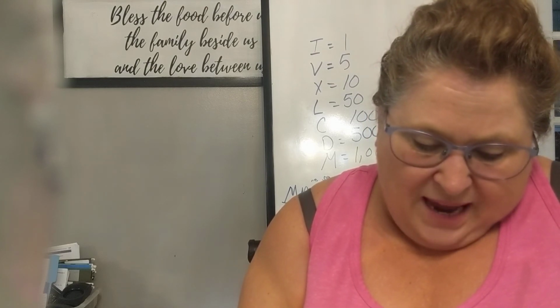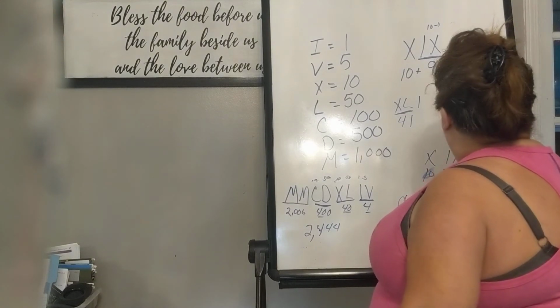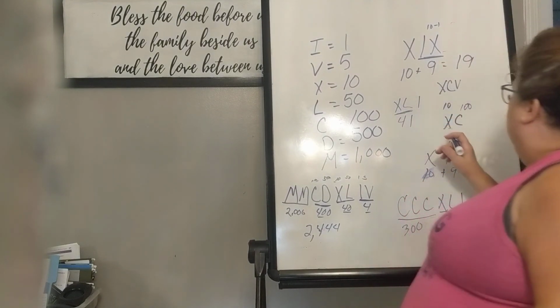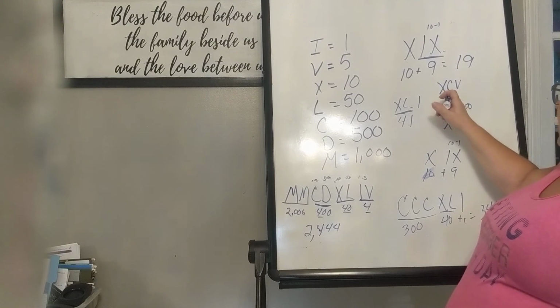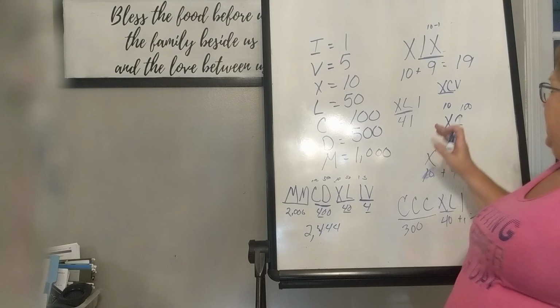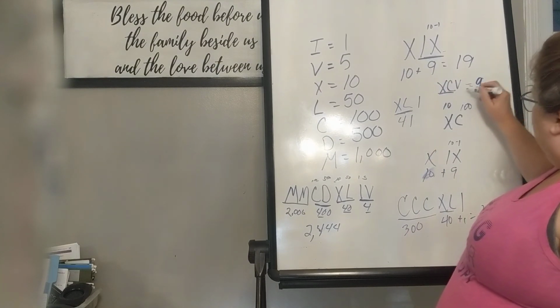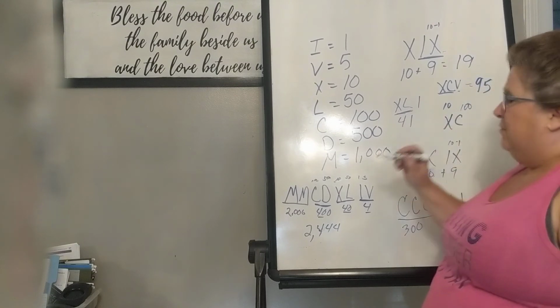Letter H, we have XCV. Well, that just looks funny even to look at it, doesn't it? XCV. So we have 10, and then we have 100. So automatically we know those have to go together, and we are going to have to subtract. 100 minus 10 is 90, and our V is 5, so that would be 95. We have V for letter I. We have V, I. So we have 5, 6, 7, 8.